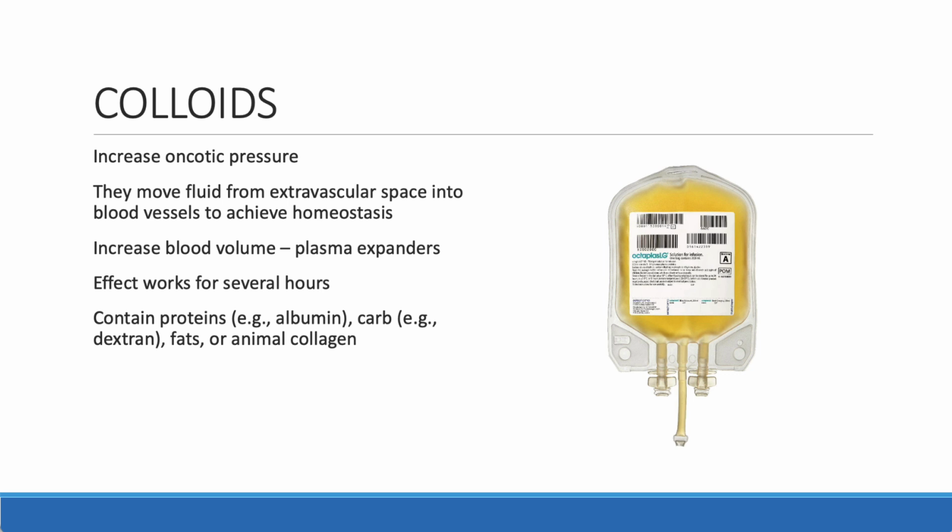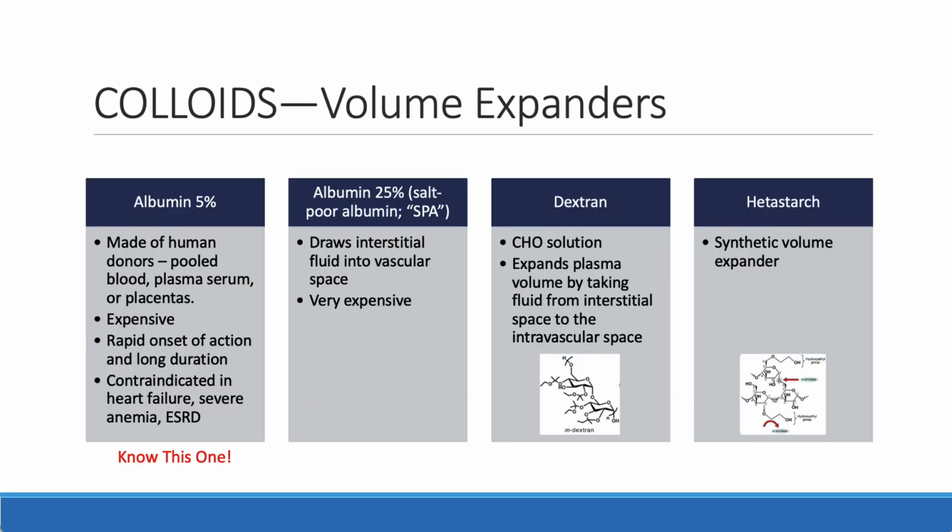So we can do this with albumin, proteins like albumin. We can use carbohydrates like dextran. We could use fats to do this, or animal collagen, but I'll show you the most common ones that we use. And really, I don't care that you know anything about the other three here, but know the albumin, all right?